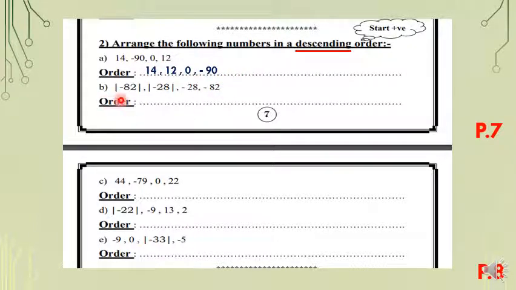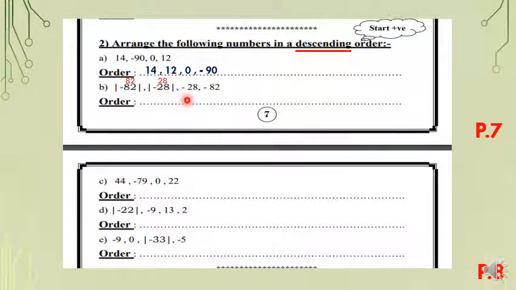Letter B, absolute value of negative 82, absolute value of negative 28, negative 28, negative 82. We need to solve these first. Absolute value of negative 82 is 82. Absolute value of negative 28 is 28. Now we can arrange from big to small. Here, where is the biggest value? It is 82. Its original form is absolute value of negative 82. Then we are going to take the other positive number, which is 28. Its original form is absolute value of negative 28.